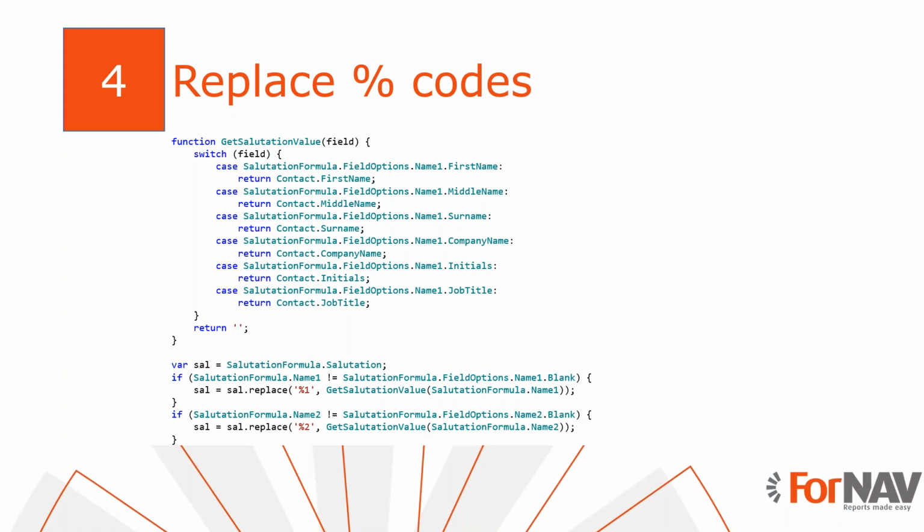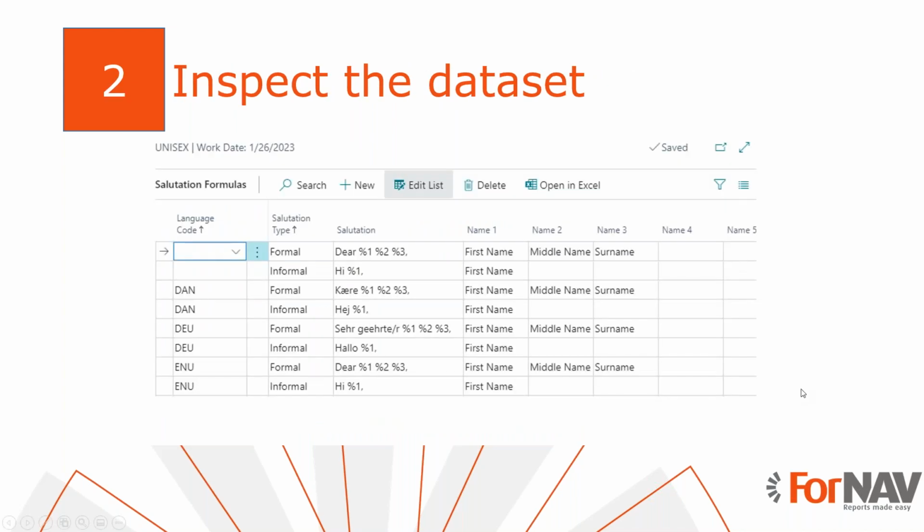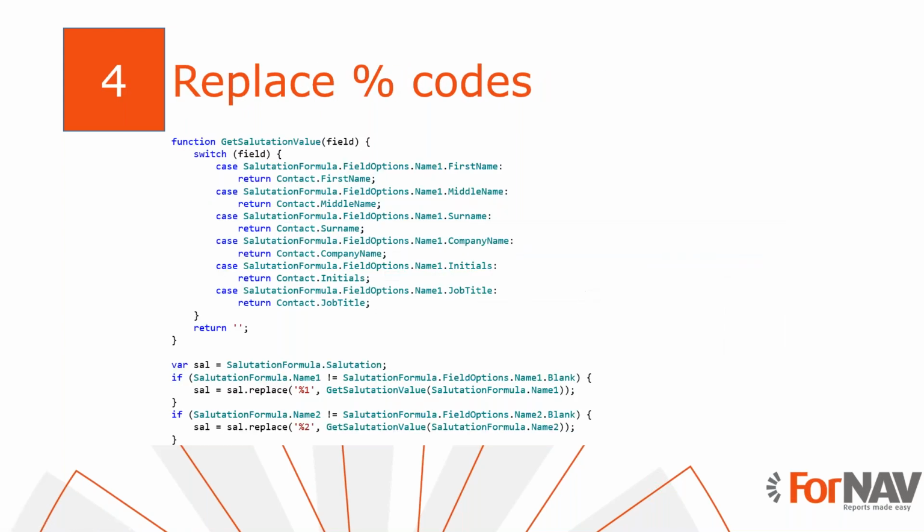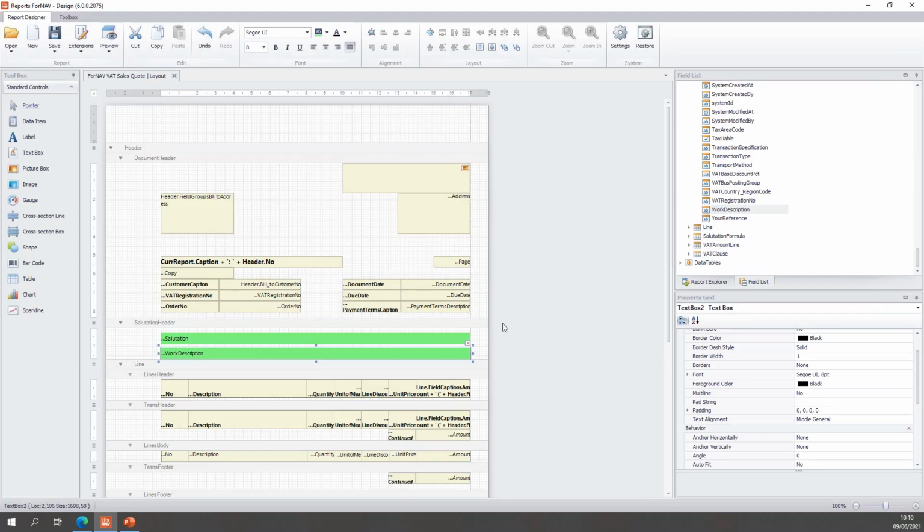So just looking back at the salutation formulas, we used the English salutation formula where we have the dear %1, %2, %3, and the %1, %2, and %3 are defined in the name 1, name 2, and name 3. So we'll need to write some JavaScript to find the value of name 1, name 2, and name 3, and then find that particular field in the contact. So let's go back to Fornav.